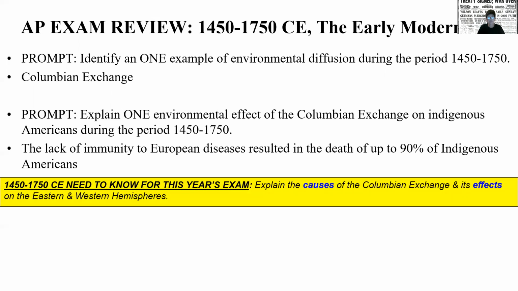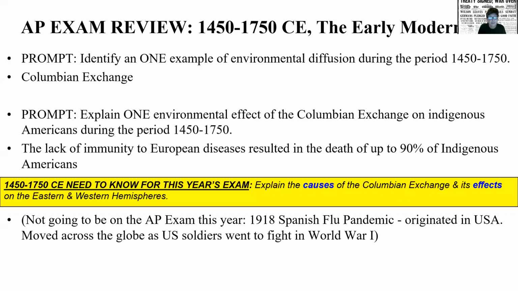There is the learning objective for 1450 to 1750. Explain the causes, search for trade, alternate trade routes, and its effects on the Eastern and Western hemispheres. So there are several effects. We'll be reviewing those. Not going to be on the AP exam this year, but it is part of our curriculum. The 1918 Spanish flu pandemic originated in the USA. How did it move? It moved across the globe as U.S. soldiers went to fight in World War I. It actually originated in an army camp in the United States.